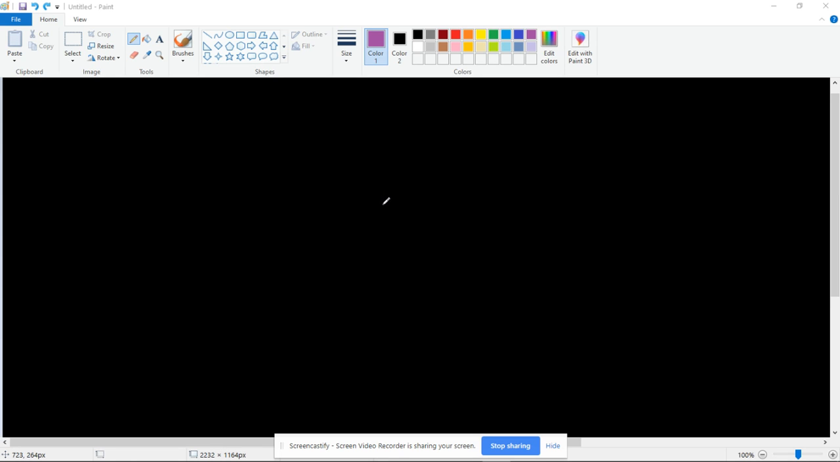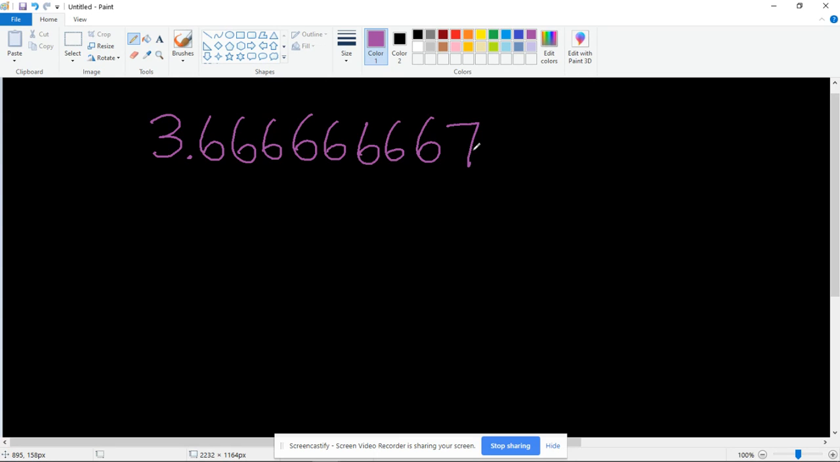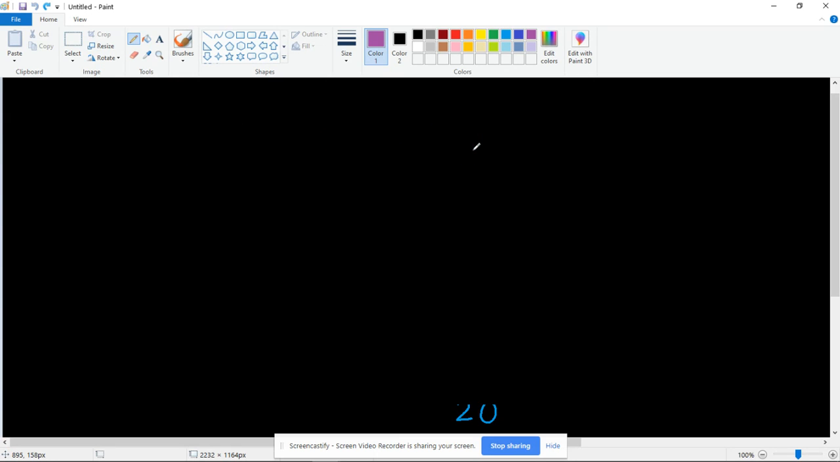Okay, for today's lesson, we're going to do one of the trickier parts of long division. It's long division when you get a repeating decimal answer. And you often see this on a calculator. It looks like something like this. 3.66666666667. You'll see an answer like that on a calculator or something similar. So let's quickly just make one up here.